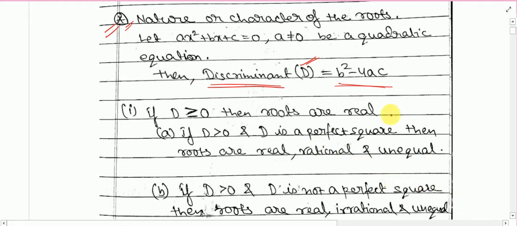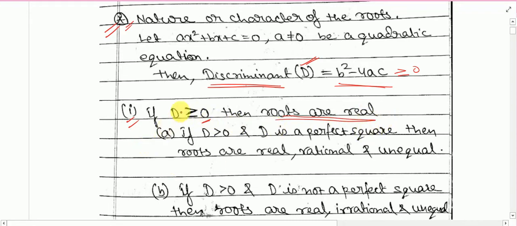So here your discriminant D can be equal to 0, greater than 0, or less than 0. Okay. Now depending on this, further we have classifications. So first one is, if D is greater than equal to 0, if this value comes greater than 0 or equal to 0, in that case your roots are going to be real. Okay, if D is greater than equal to 0, then roots are real.